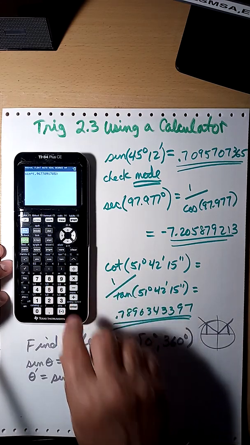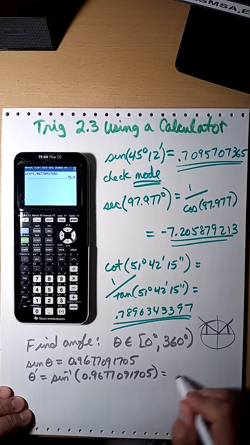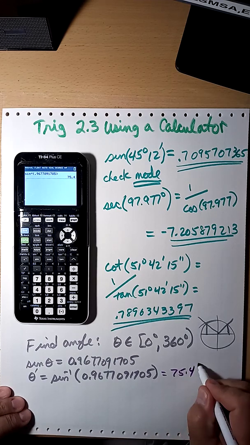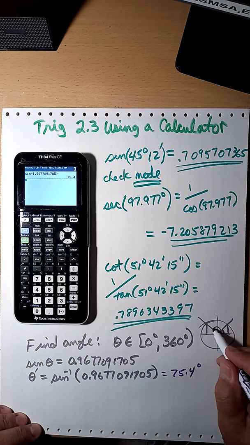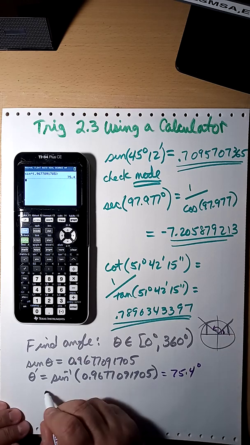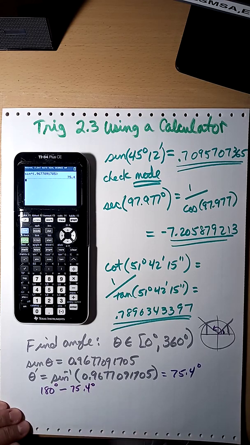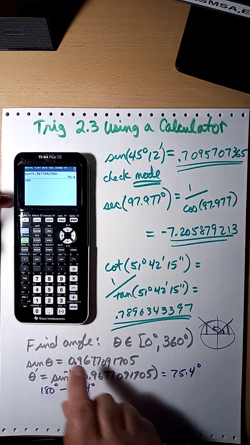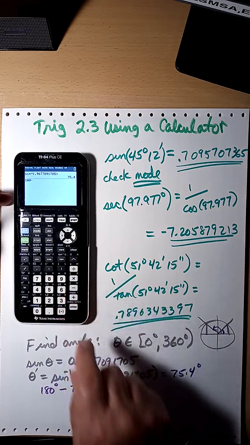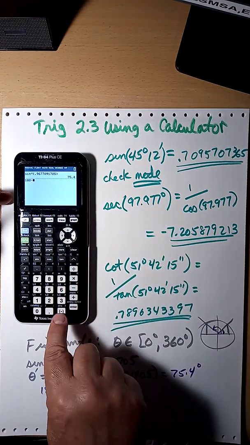When you press enter, it gives you a degree measure because you're in degree mode, and it gives you 75.4 degrees. Now, if you think about that, that is this angle right here. That's the first quadrant. How do I find the angle in the second quadrant? Well, I need 180 minus 75.4 degrees. You can do that on your calculator without doing much work. 180 minus.